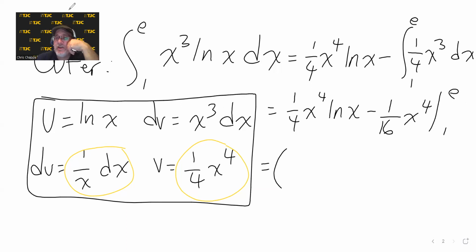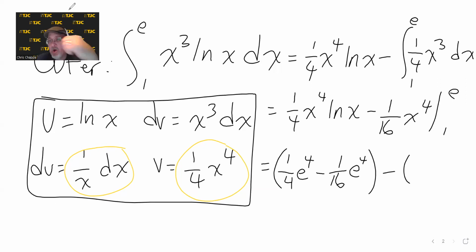When we substitute e, the natural log of e is 1. And so we end up getting 1/4 e to the 4th natural log of e, which of course is 1, so it doesn't affect the product, minus 1/16 e to the 4th. Here's the evaluation of the antiderivative at x equals e, and at x equals 1. When we substitute 1 into the 1/4 x to the 4th ln x, natural log of 1 is 0, so that part vanishes. Minus, and when we put 1 here, we get 1/16.